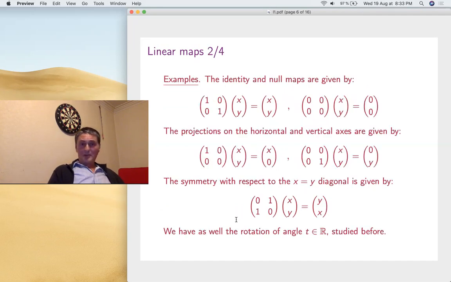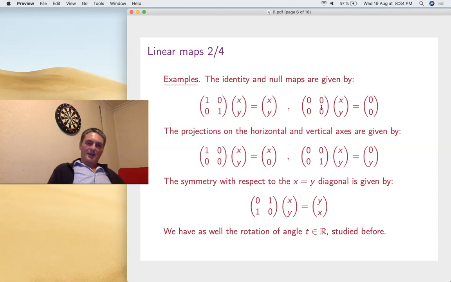Now, let's see some examples of this. So the identity map, what is the identity matrix? I mean, if you put 1, 0, 0, 1, with this multiplication convention, it's just the identity. Also, let's take now the all zero matrix. Let's see what we get. Well, of course, we get 0, 0, so we get the null map, okay? So the identity map corresponds to this matrix called the identity matrix. The null map corresponds to this null matrix.